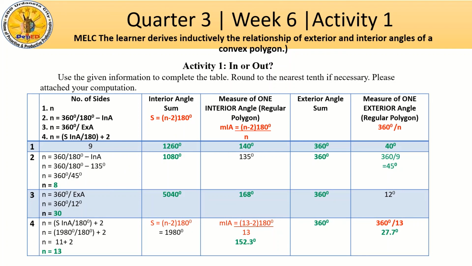Okay, exterior angle sum is always 360. To find the measure of one exterior angle of a regular polygon, we have 360 divided by 13. We have 27.7 degrees.